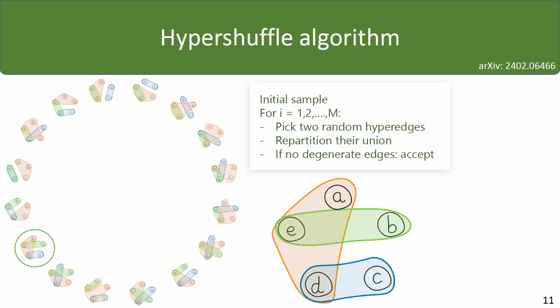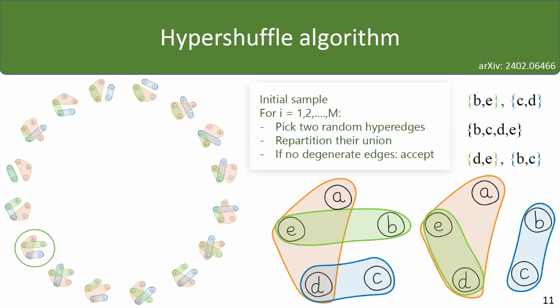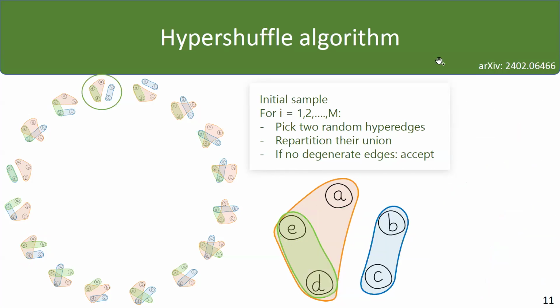Okay, now we do it again. We pick 2 hyper edges, for example, these 2. We take the union, and then we repartition again. And we apply those new edges as well. Here you can see that the orange edge hasn't changed. Okay, one more example. We pick 2 edges, we take the union, and we repartition.